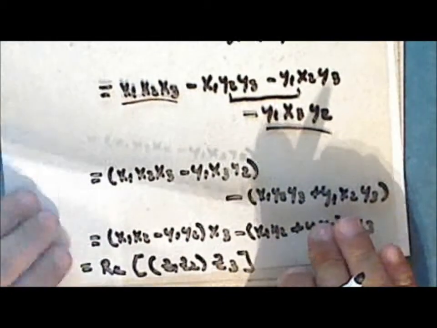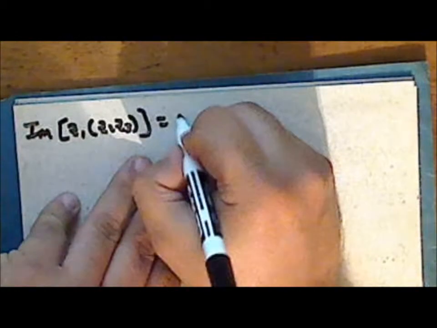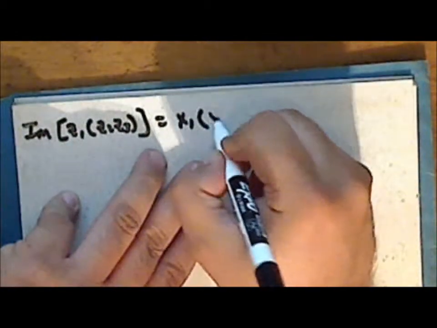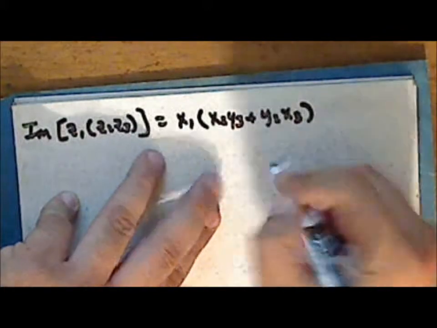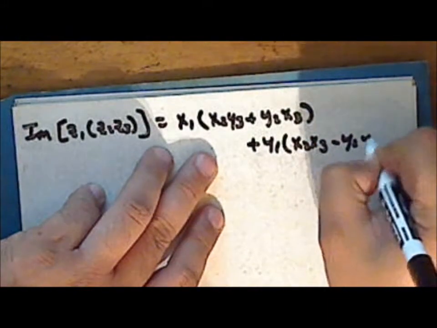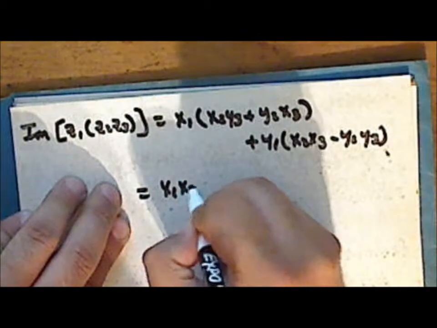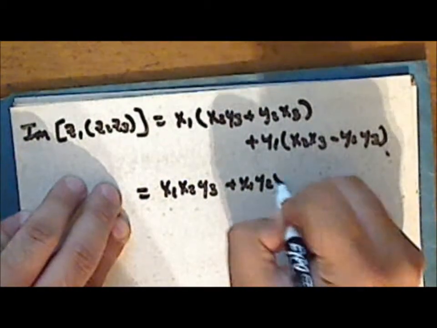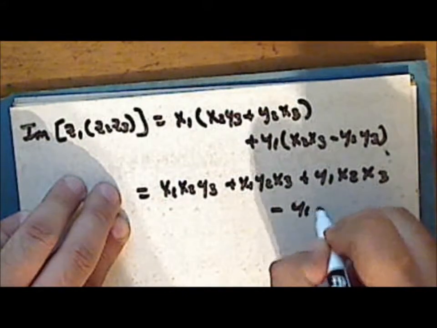Okay, so next we look at the imaginary part. The imaginary part of the product of z1 with the quantity z2, z3 is x sub 1 times the quantity x2, y3 plus y2, x3 plus y sub 1 times the quantity x2, x3 minus y2, y3. And so we have x sub 1 times x sub 2 times y sub 3 plus x sub 1 times y sub 2 times x sub 3 plus y sub 1 times x sub 2 times x sub 3 minus y sub 1 times y sub 2 times y sub 3.